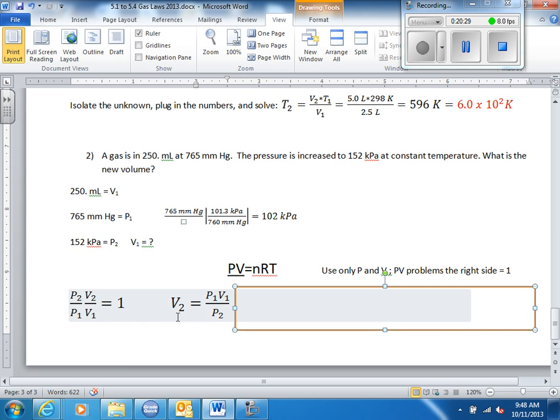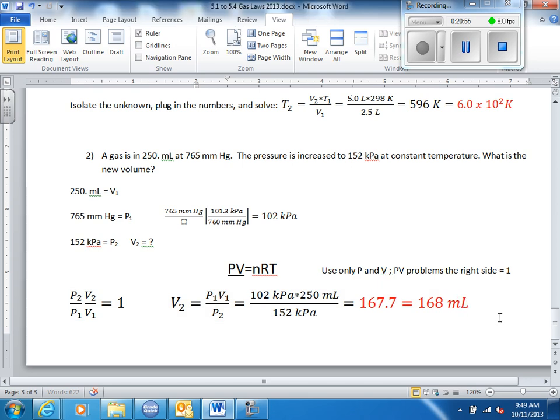Okay, so our V2, oops, I wrote V1 over there. That's V2. V1 was already given. We're trying to find our second volume. So V2 is P1 V1 over P2. Just isolating our V2. And then we plug in, and we get 168 milliliters. And that's it.